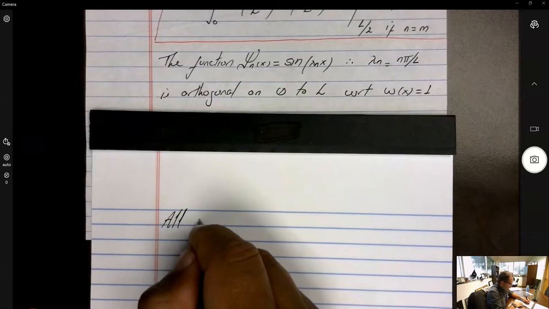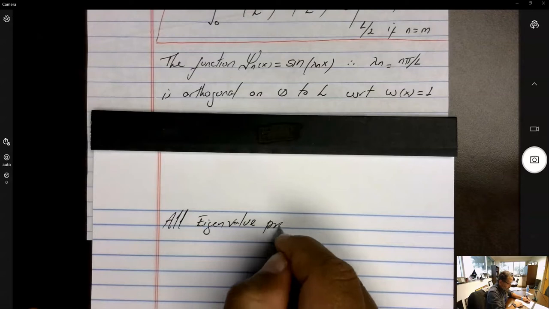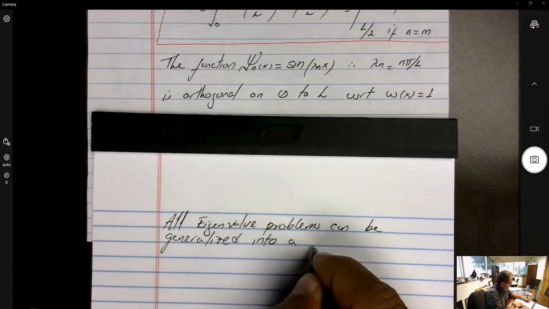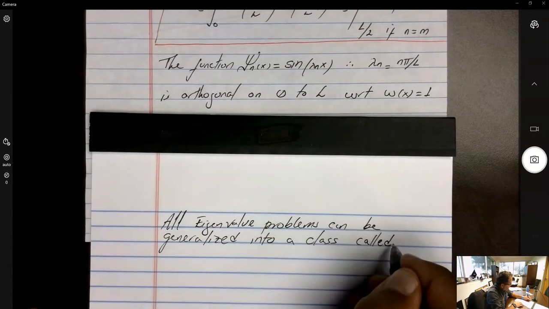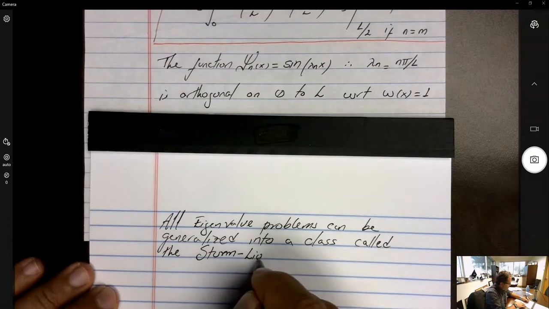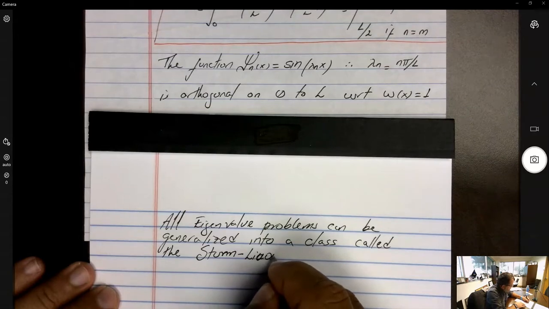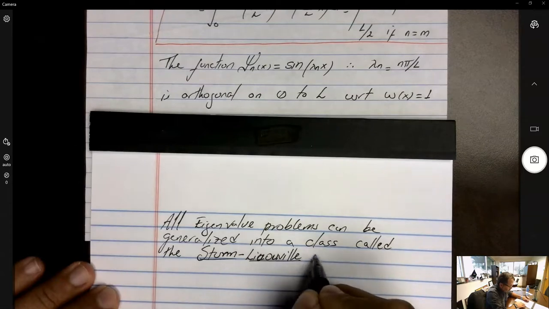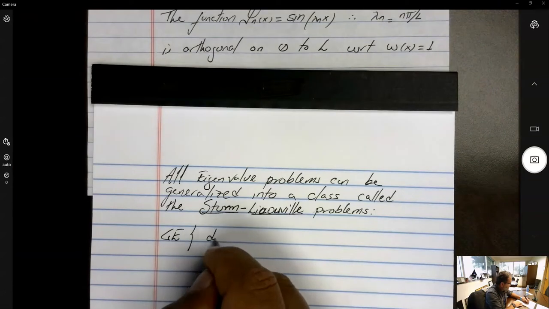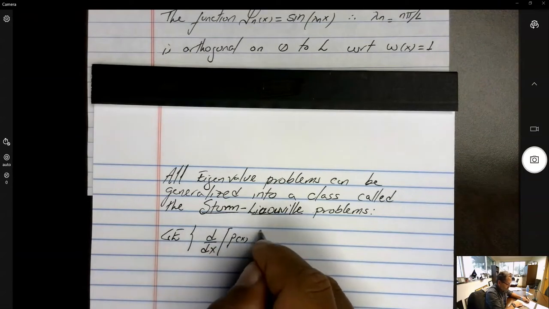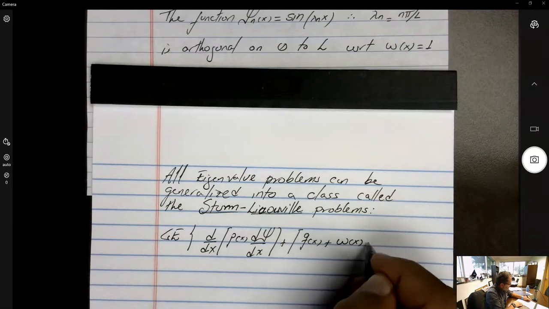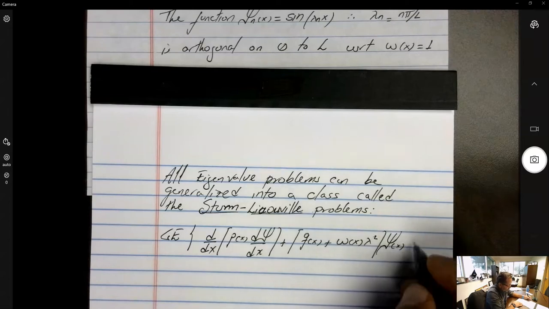So all eigenvalue problems can be generalized into a class called the Sturm-Liouville problems. And what are such problems? Well, those whose governing equations go like this: d/dx of p of x dψ/dx, plus some function q(x) plus ω(x) times λ squared, times ψ of x, is equal to 0.